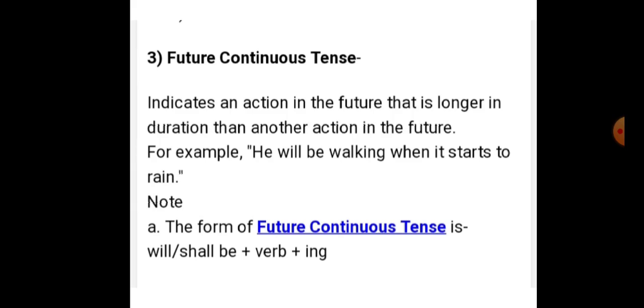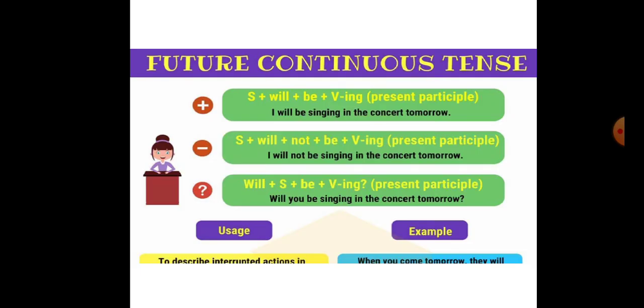Future continuous tense indicates an action in the future that is longer in duration than another action in the future. For example, he will be walking when it starts to rain. The form of future continuous tense is will or shall be plus verb plus ing. It will be subject plus will or shall be plus verb plus ing. Then you see the positive, negative and question form of the structures of future continuous tense.